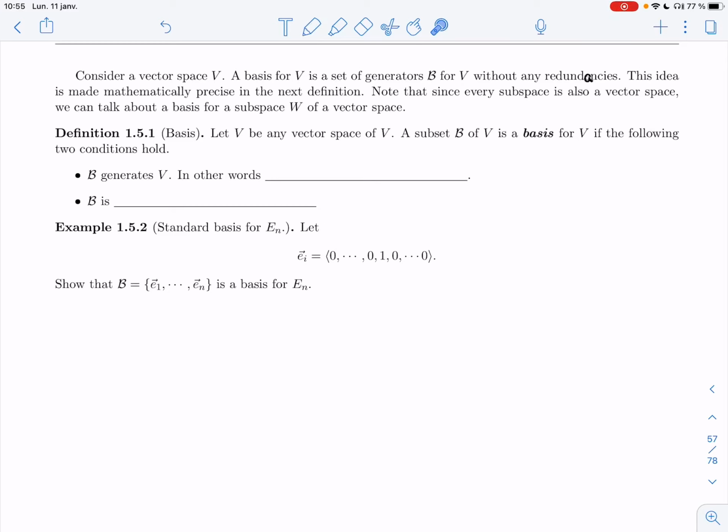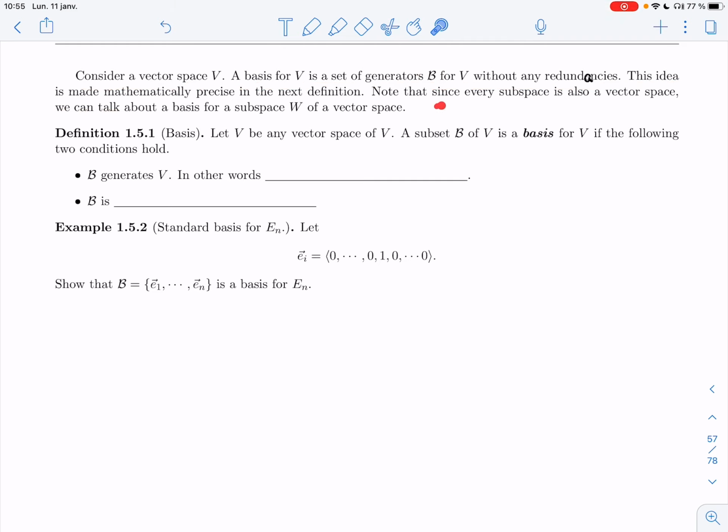Welcome back. In this video, we'll be defining basis and doing one example. Consider a vector space V. A basis for V is a set of generators, we'll usually call the set B, for V without any redundancies. This idea is made mathematically precise in the next definition.